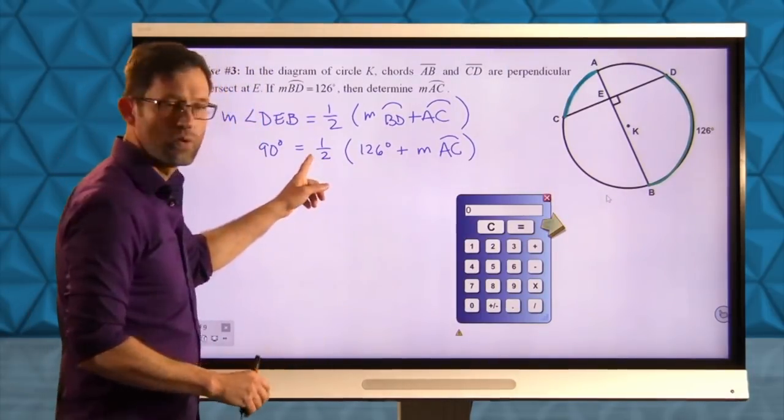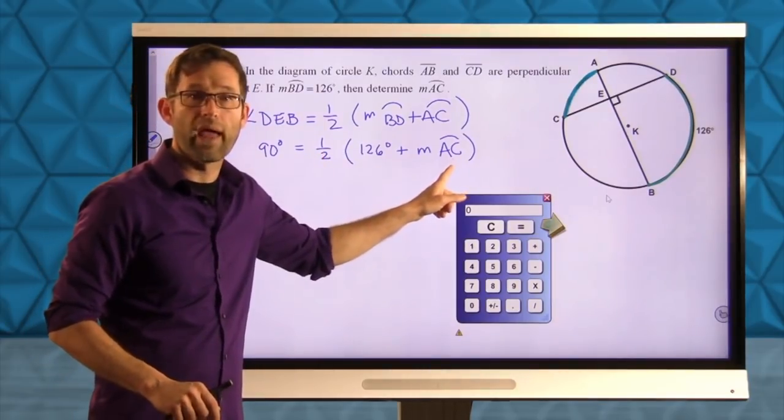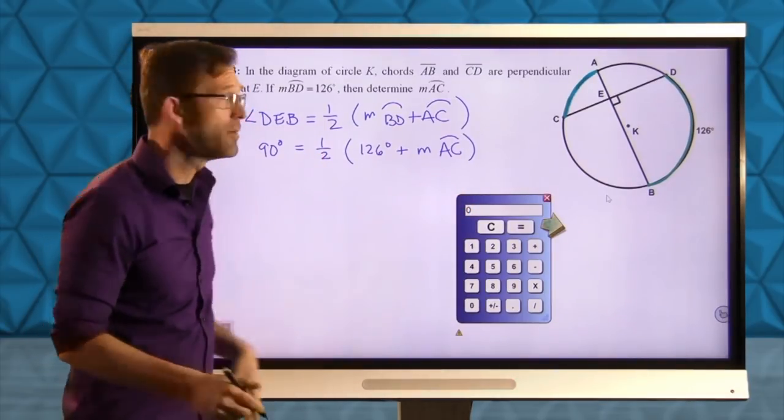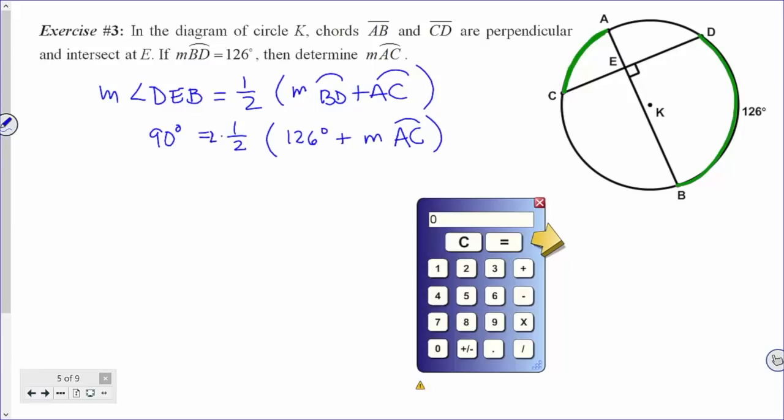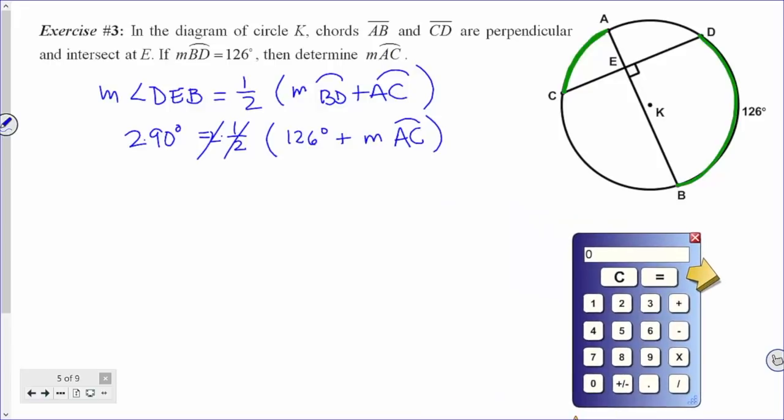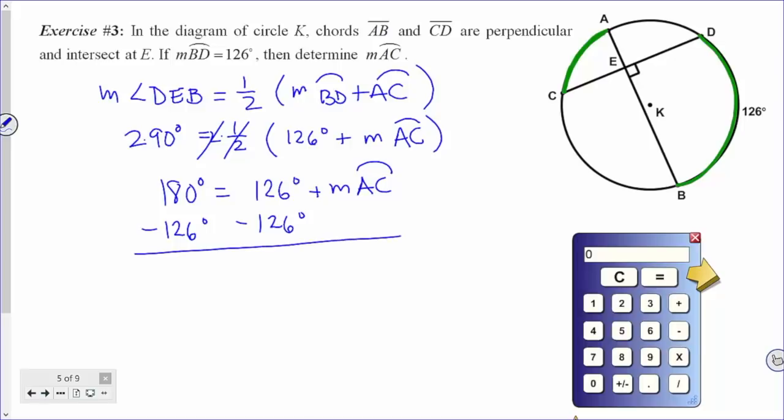Now your instinct might be to distribute the 1/2. That's fine, you can do that. But you could also undo the 1/2 by multiplying both sides of this equation by 2. And that would give us 180 degrees over here equals 126 plus the measure of arc AC. Then of course we could just subtract 126 from both sides, and that would give us the measure of arc AC is equal to 54 degrees.